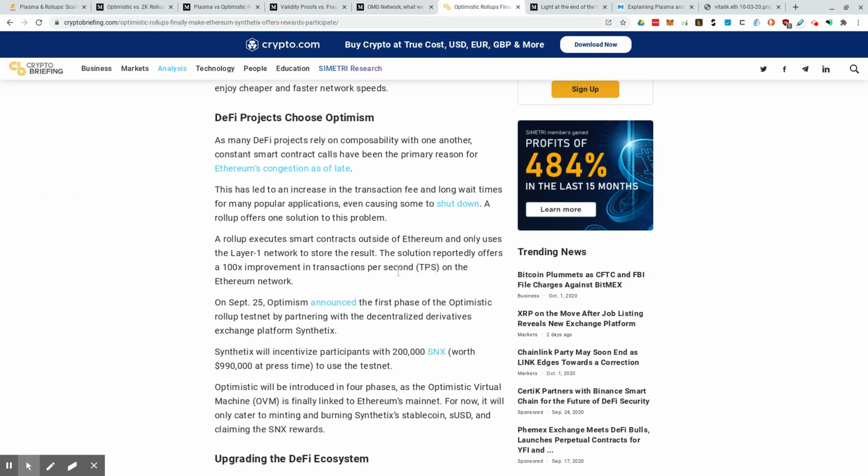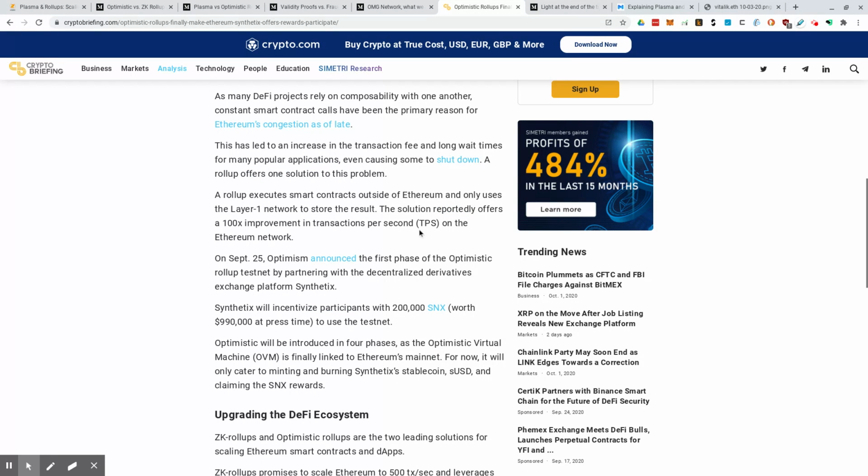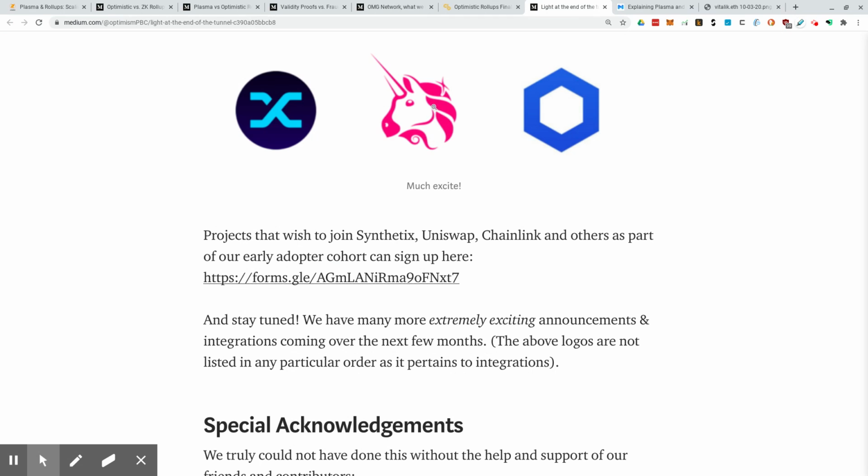You can see here that a lot of DeFi projects are choosing Optimism as their scaling solution. Synthetics, I think we have it right here too. Yeah, Synthetics, Uniswap, and Chainlink are working together to get as much out of Optimistic rollups as possible.